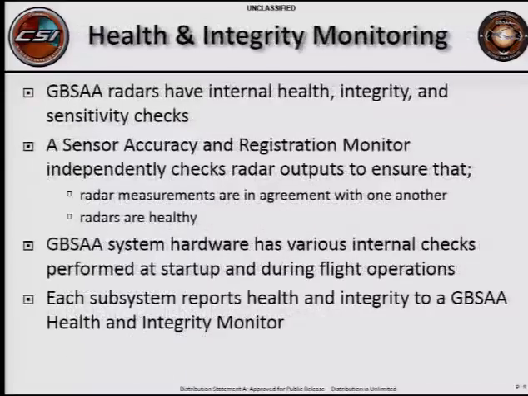As part of the health and integrity monitoring of the system, we have internal health and integrity checks. We have a sensor accuracy and registration monitor. That checks that the radars are all in agreement when they see a target, that they all agree on the location of that target, and that assures that the radars are healthy. Each subsystem reports its health and integrity to a central monitor.